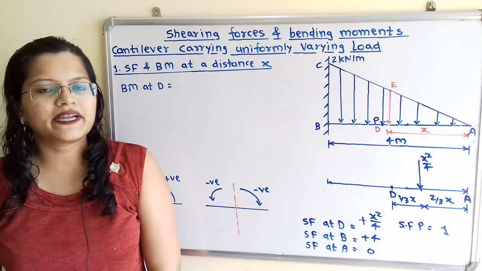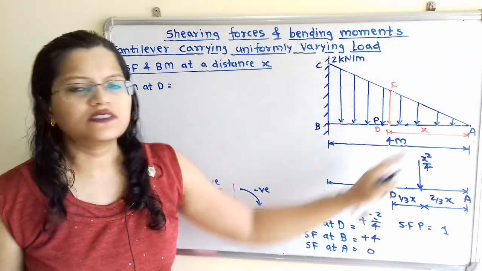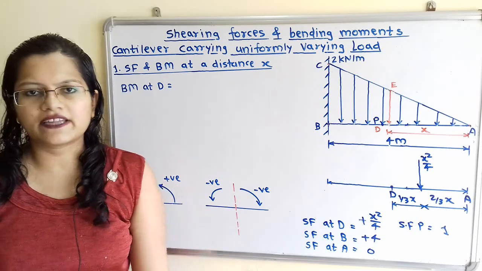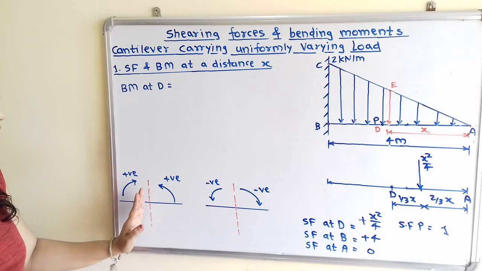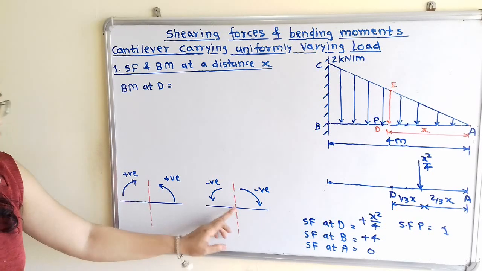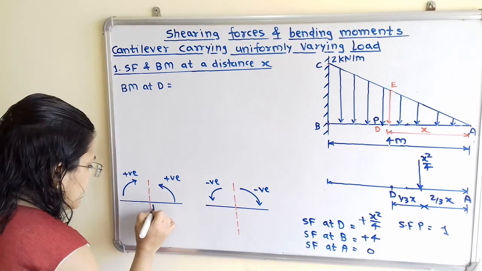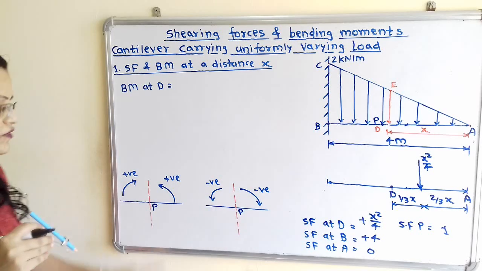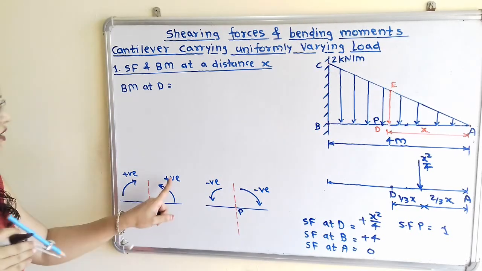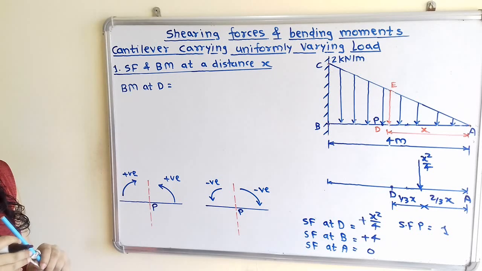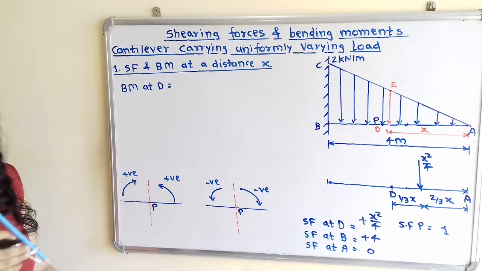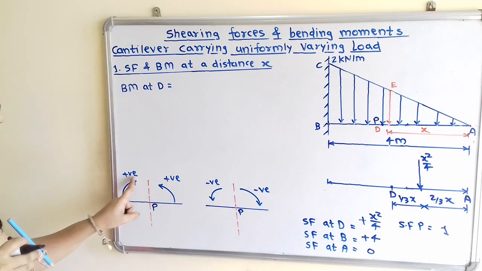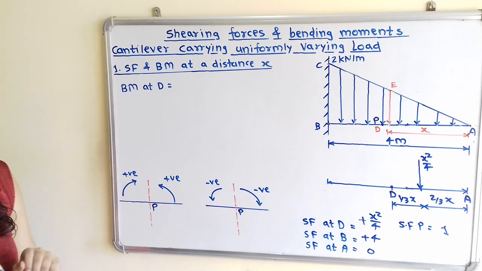We will calculate the bending moment at a distance x from this free end. How to calculate that? We first have to understand the sign convention. For the bending moment on the right hand side of any point, suppose we consider this point P: when it is in clockwise direction, we consider a negative sign, and when it is in anti-clockwise direction, we take the positive sign. For the bending moment on the left hand side, when it is in anti-clockwise direction, we take a negative sign, and when it is in clockwise direction, we take the positive sign.